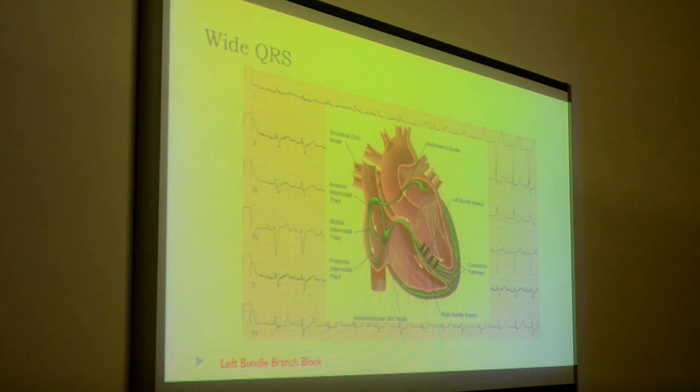Okay, yeah. Now we said, if this is the way the heart's firing, the impulse will come down very quickly through the Purkinje fibers to both sides. Very fast contraction, depolarization, both sides, narrow QRS.